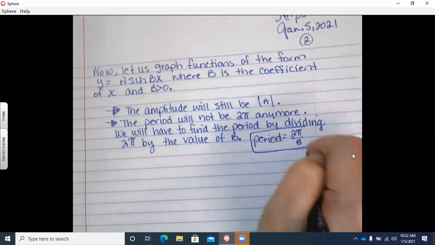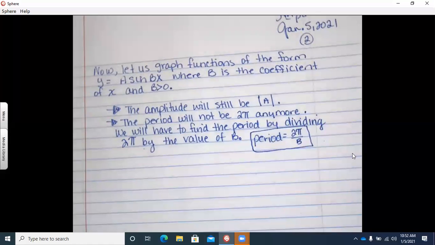So usually before this, b's been a 1. So 2 pi divided by 1 is 2 pi. So we haven't had to worry about it. It's always been 2 pi. But if x has a coefficient, and it's got to be a number greater than 0, okay, then it's going to change the period. So one cycle is not going to be 2 pi lengths long. It could be larger, it could be smaller, but it won't be exactly 2 pi. I'm going to put a little label here.